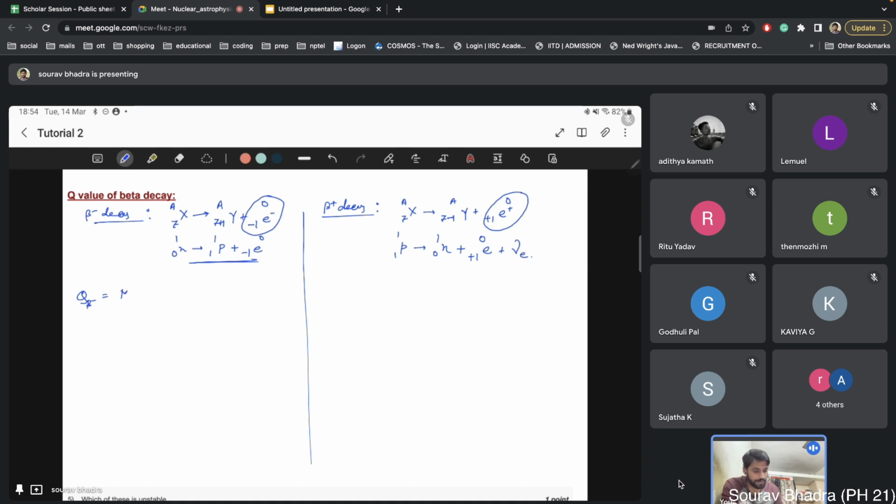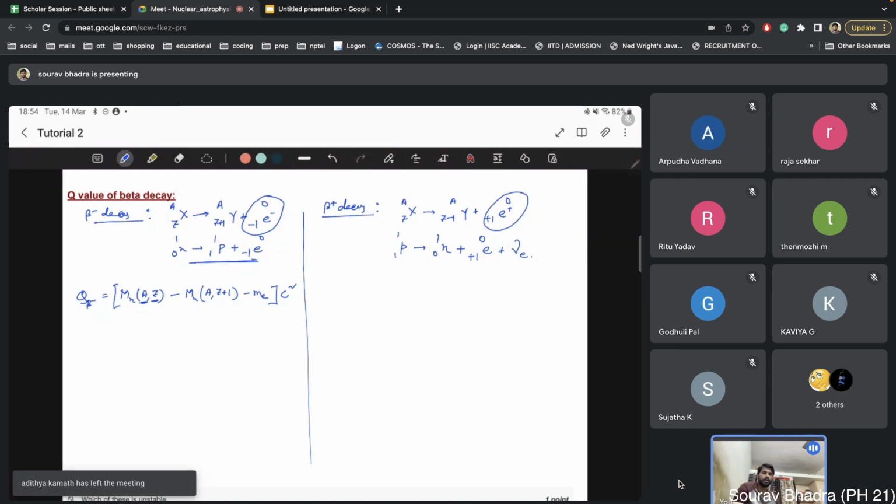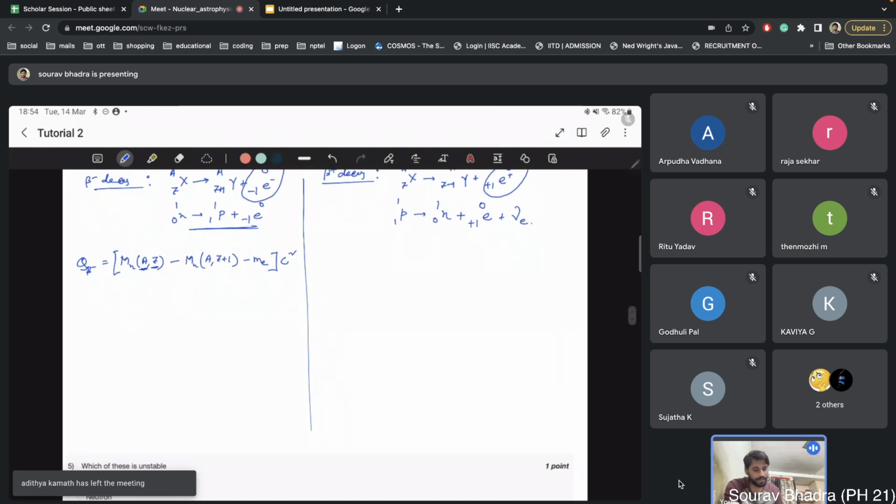So that will be the mass of the nucleus of this element X, which has a proton number of Z and mass number of A, minus the mass of the nucleus of Y, which has a mass number of A and proton number Z plus 1, minus the mass of the electron, times c square. This should be the Q value of this particular reaction.